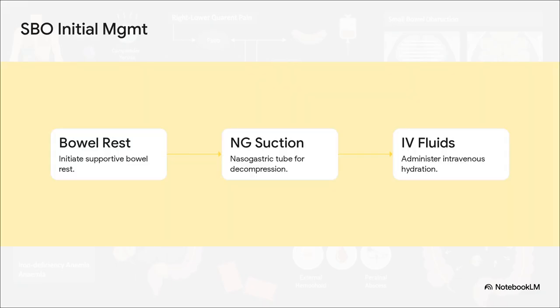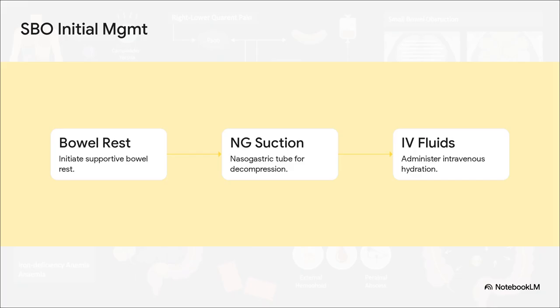For a small bowel obstruction, your initial management is going to be supportive. You order bowel rest, place a nasogastric tube for decompression and suction of those backed up gastric contents, and aggressively administer IV fluids to correct the hypovolemia caused by fluid third spacing right into the bowel lumen.